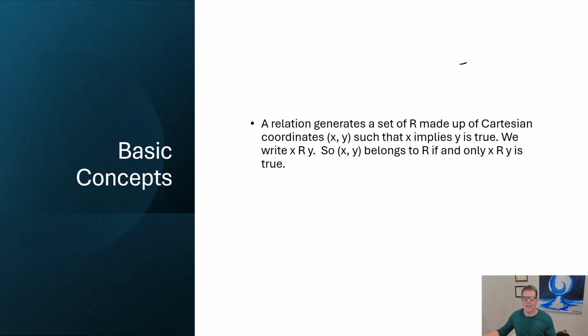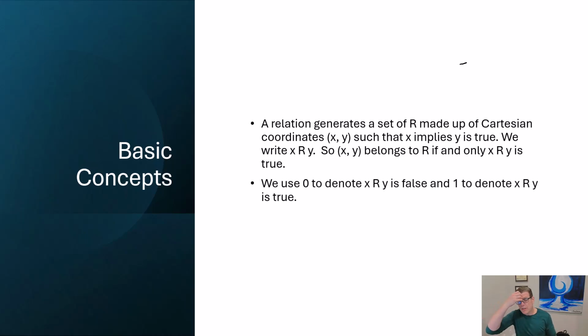A relation generates a set R made up of Cartesian coordinates. These are X and Y, such that X implies Y is true. So we're basically going to get a conditional statement. We write X R Y. So (X, Y) belongs to R if and only if X R Y is true. Essentially R is made up of a bunch of these Cartesian coordinates, and that relationship between X and Y indicates that X implies Y is a true statement.